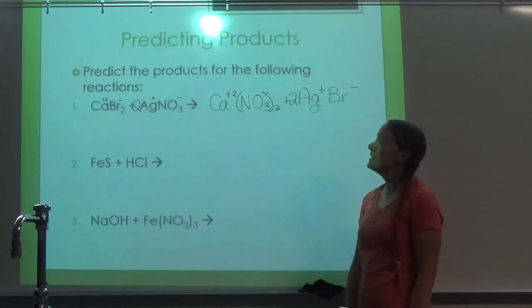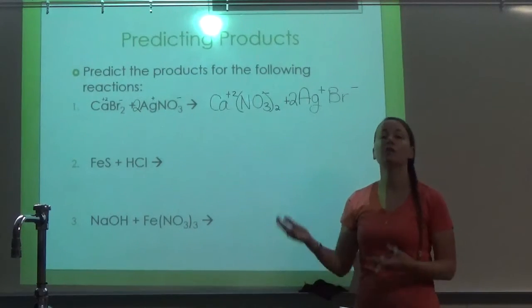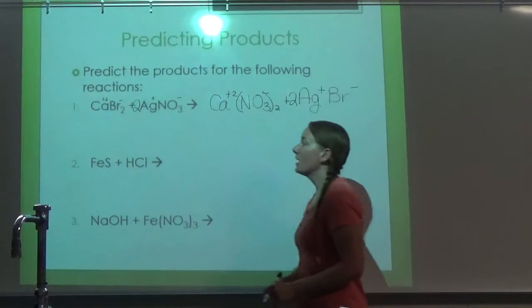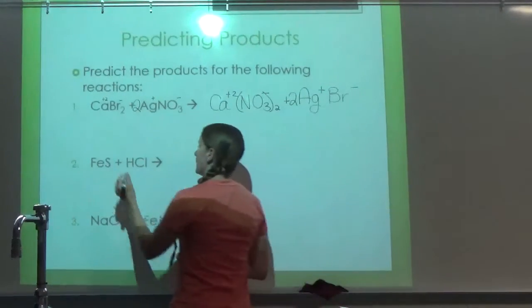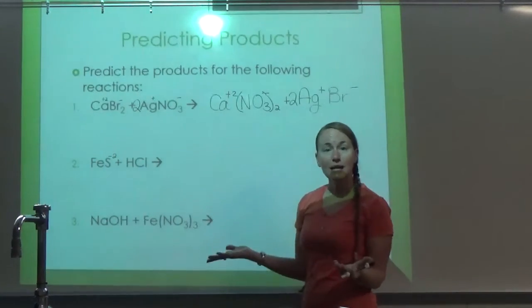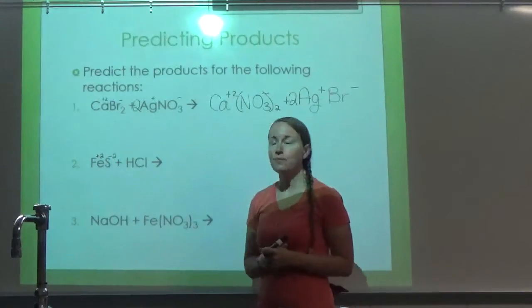All right, so make sure that if you're having trouble with crossing, balancing charges, or charges in general, go back to chapter 7. That's when we first cover that kind of stuff. All right, so let's look at number 2. So Fe is transition, so I have to look at S to figure out the charge. So sulfur has a negative 2 charge, so what cancels out a negative 2? Positive 2. So Fe is positive 2.